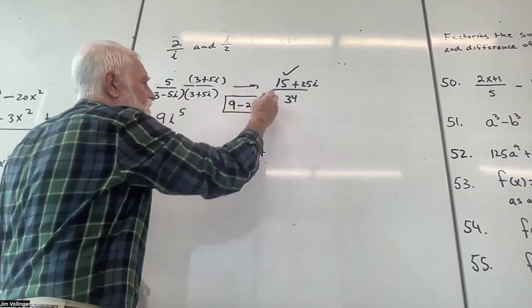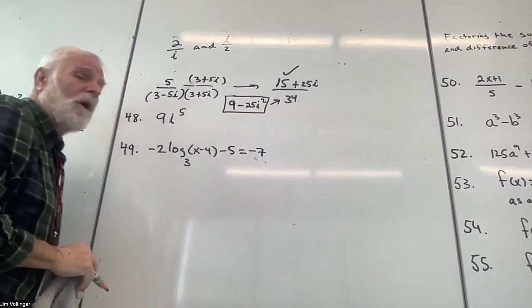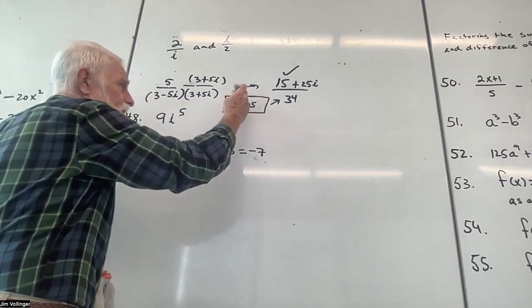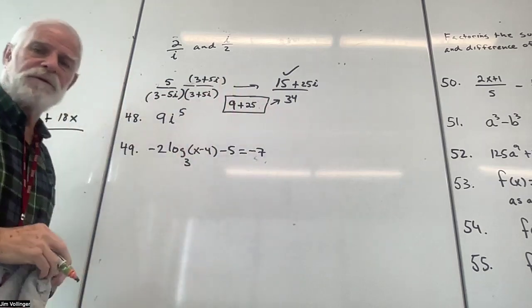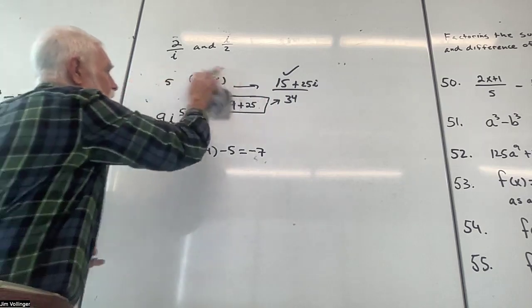So this is what's in the denominator, and I'm saying it's that number, and I hope you can see why. i squared changes the sign of the coefficient in front of it. There's that answer. All right.